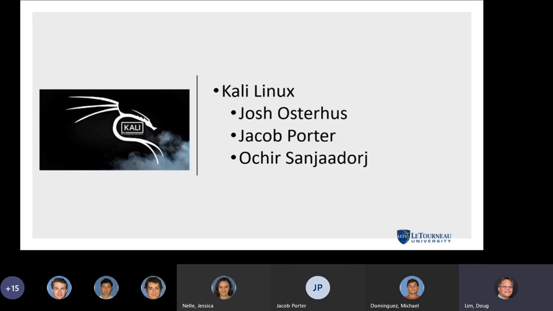So next up is the Kali Linux team. I'm not sure whether it's Josh, Jacob, or Ochir that's going first. Can one of you chime in or chat which of you will be up next? So not only do I know, but the rest of your teammates know who's going to be firing up next. And also, if you are next, if there's going to be issues with not having a microphone.